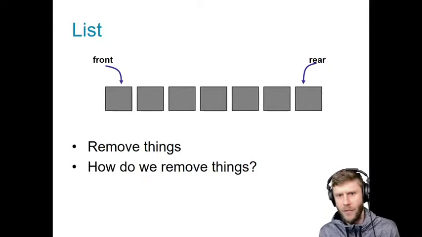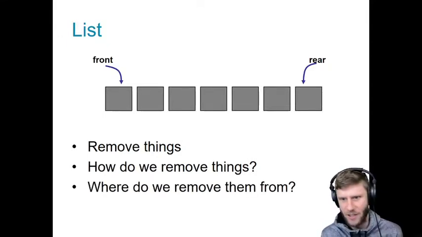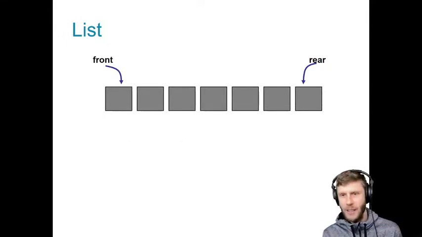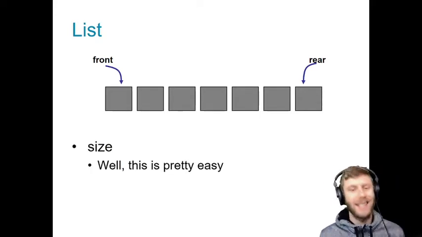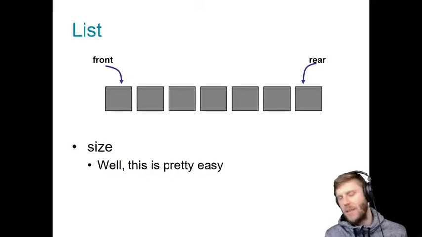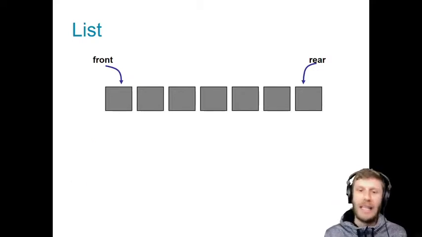And when we remove things, well, how are we going to remove things? Where do we remove them from? These are going to depend on the specific type of list we're implementing. But we're going to want to get size. Well, that's easy, just how many things are in the list. And is empty, that's also pretty easy.